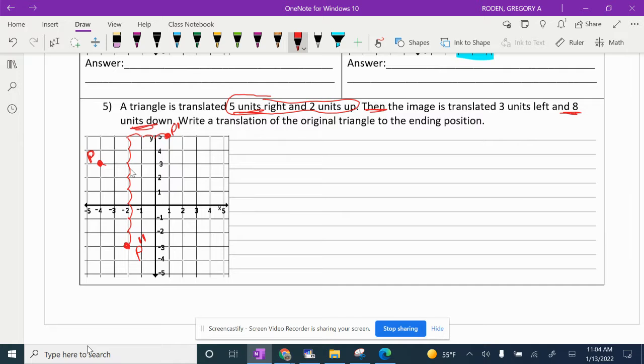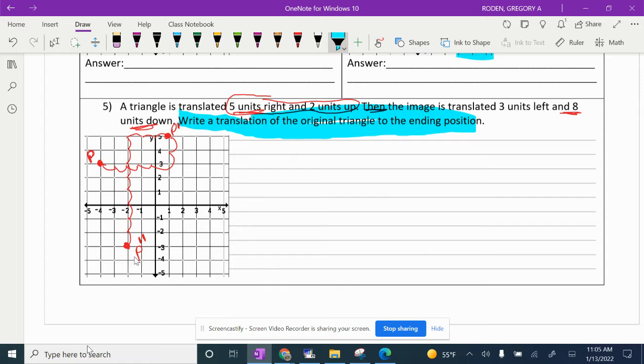Okay. So what did we do, guys? We took P and we moved it over here to get P prime. And then we took P prime and we moved it over here using these rules to get P double prime. Now, what is the question asking? Let me highlight the final thing that it's asking. Write a translation of the original to the ending position. Okay, so which one of these is the original? P, P prime, or P double prime? P double prime is where we ended.